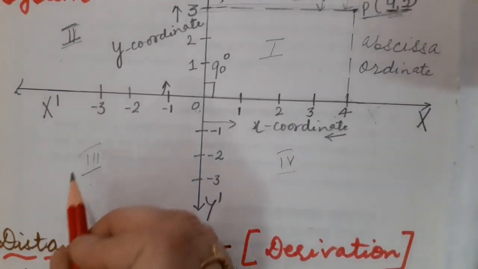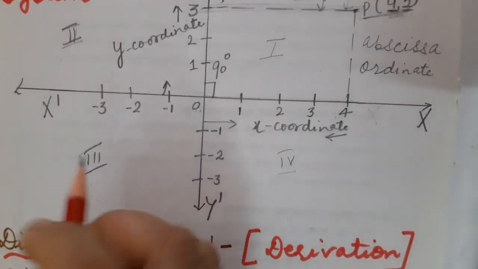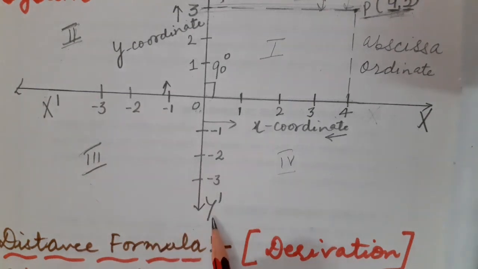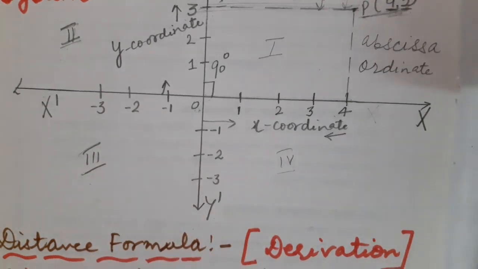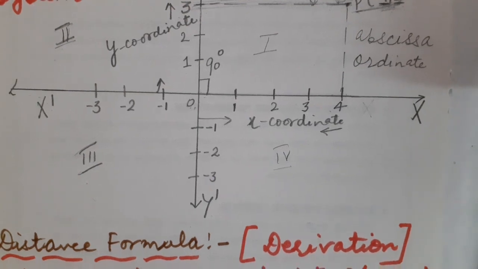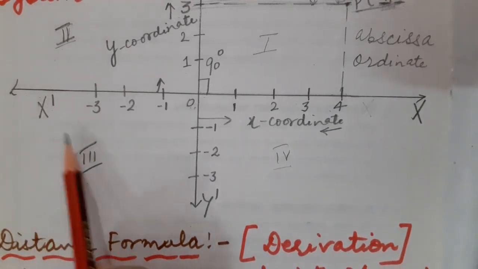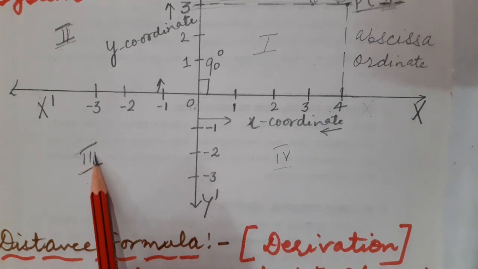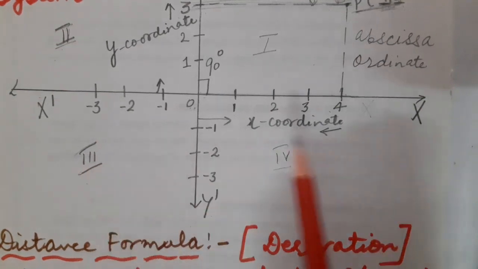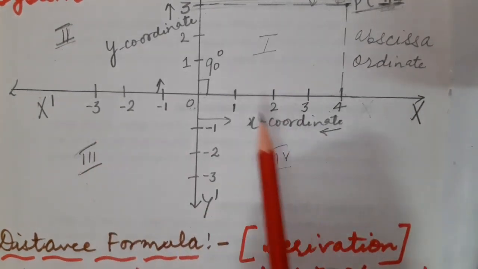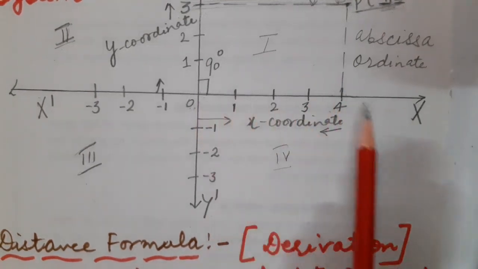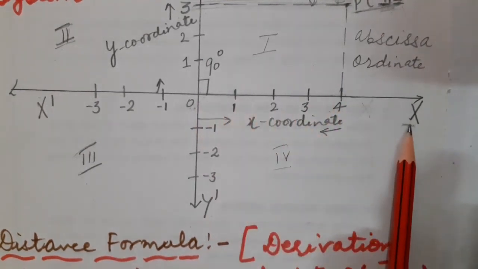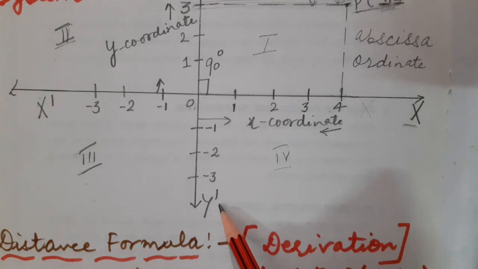Let us talk about quadrant number 3. Here you can see this is x dash and this is of course y dash. Both represent the negative directions of the x as well as y axis respectively. So the x coordinate as well as the y coordinate will both be negative here. Fine, students. Let us talk about quadrant number 4. Here you can see that the x coordinate will be positive and the y coordinate will be negative.